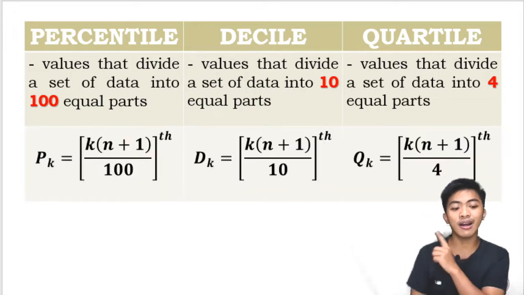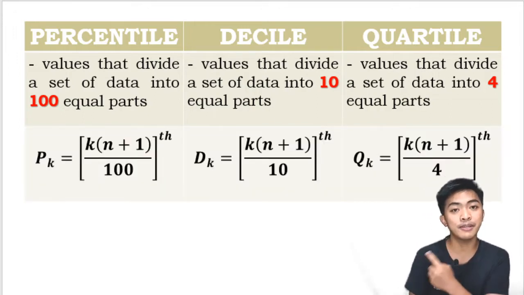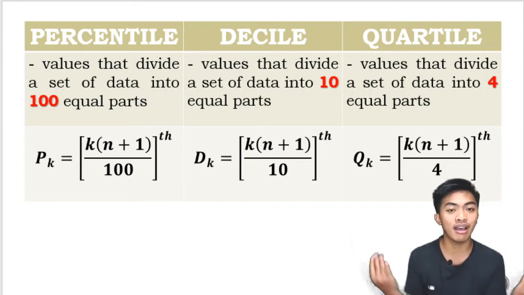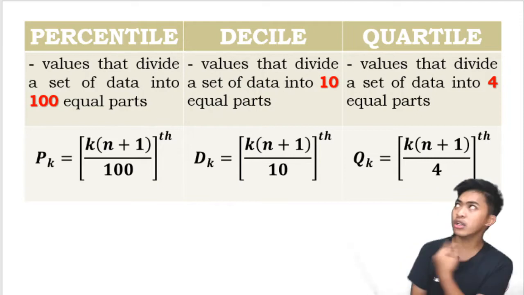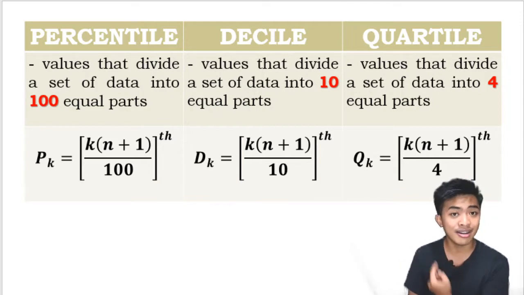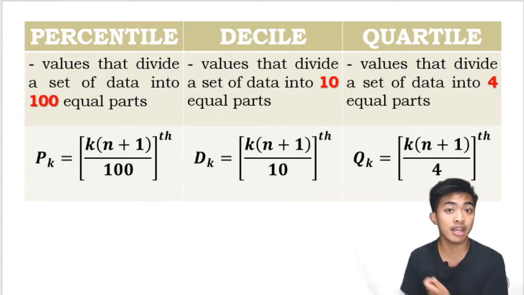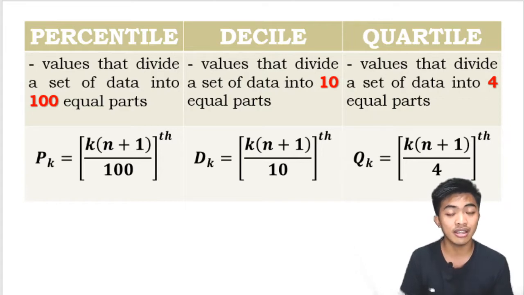So here are the formulas that will help us obtain the percentile, decile, and quartile of a dataset. So if you're going to look at the formula, they are similar. Yung difference lang is yung denominator. Okay, kapag ka-percentile, yung denominator is 100, decile is 10, and kapag ka-quartile, it's 4.